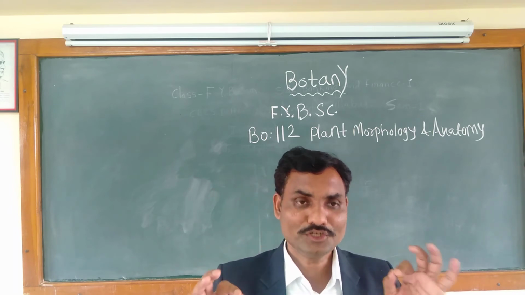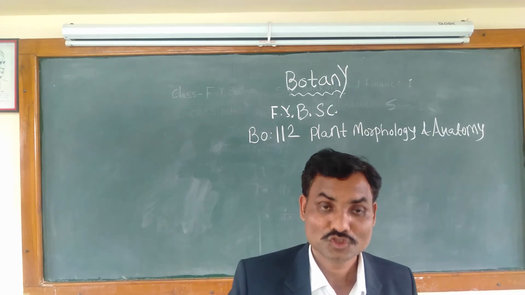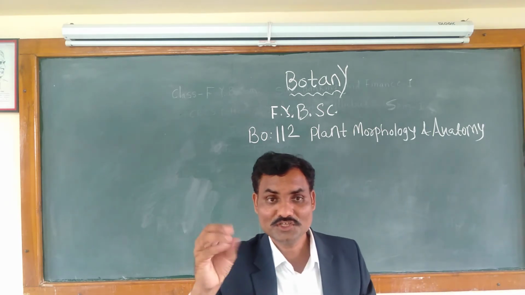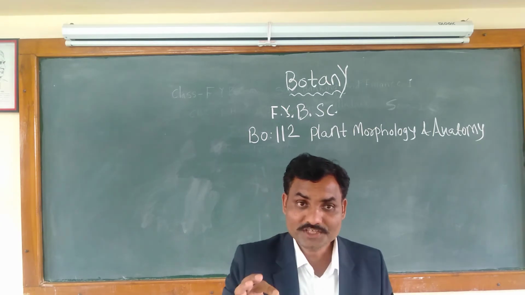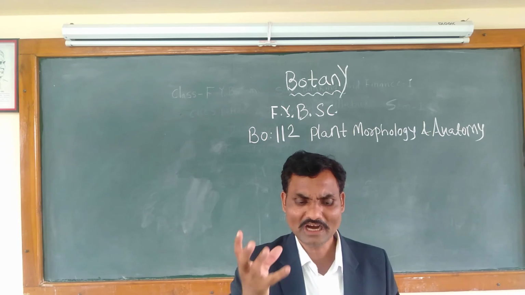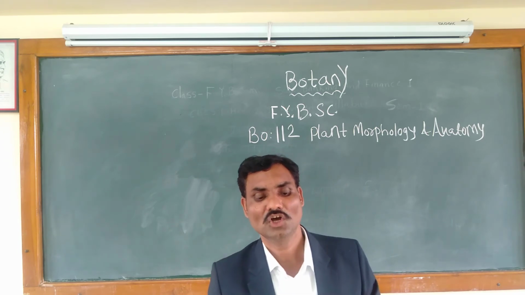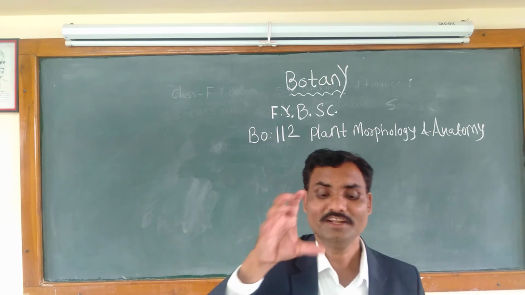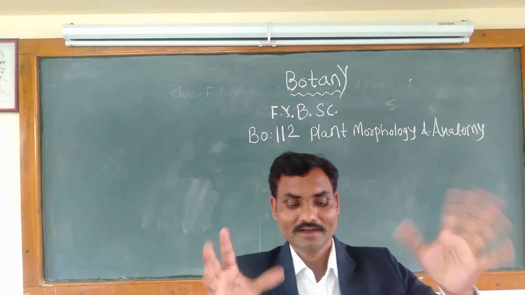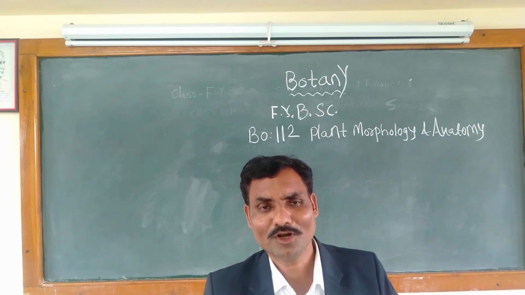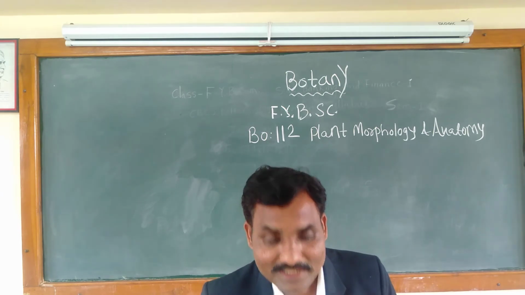Then androecium, structure of a typical stamen. Then variations, cohesion and adhesion. The arrangement of the stamens in the androecium is called cohesion and adhesion. Then gynoecium, the female reproductive structure of the flower, that is called gynoecium.